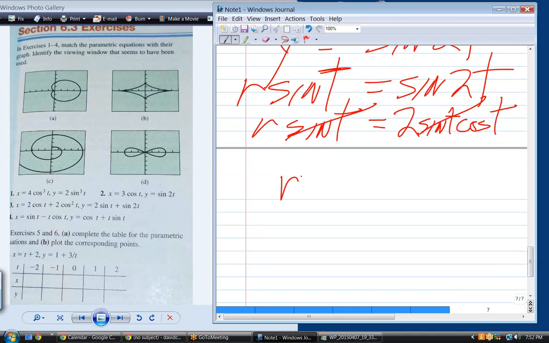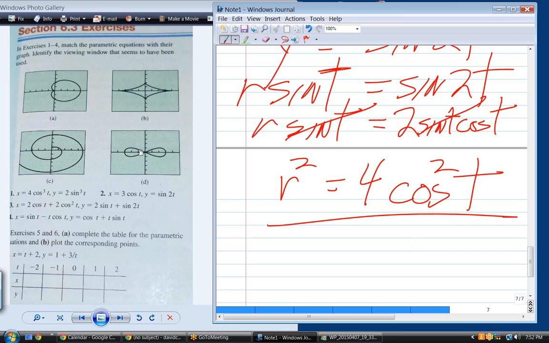Square both sides and I get r squared equals 4 cosine squared of t. That's the equation of a lemniscate. So that one goes with D. 2 is D. Okay. And that's pretty much the way you have to do all of these.